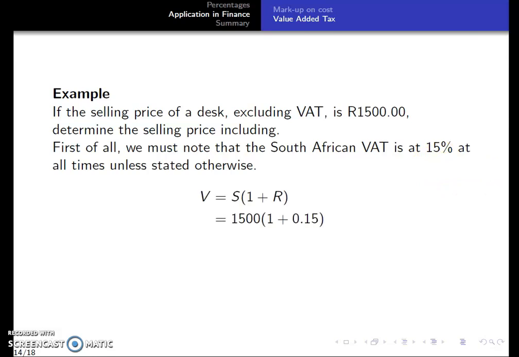Then we go to the formula, we substitute. Remember, we said S is the selling price before VAT is included. Therefore, it goes this side. And then you've got your 15%, which is the given rate. And then you've got your amount. So 1,725 is the price that will be visible, or that will be paid, when the customer is purchasing whatever goods or services.